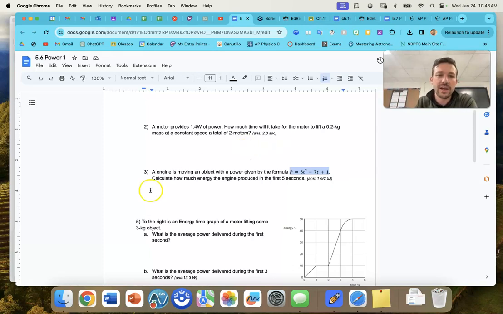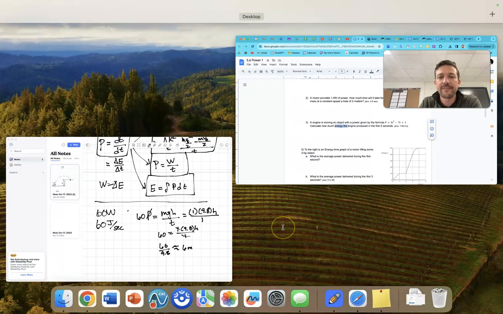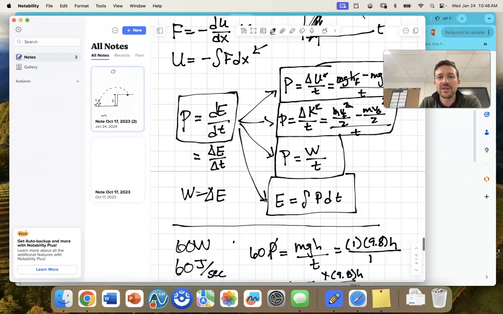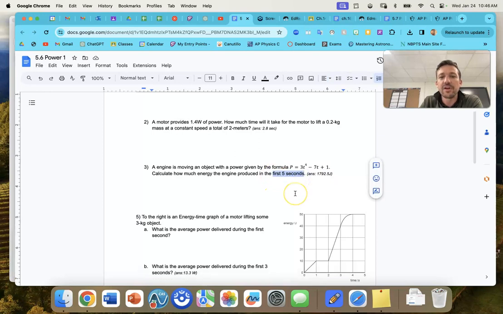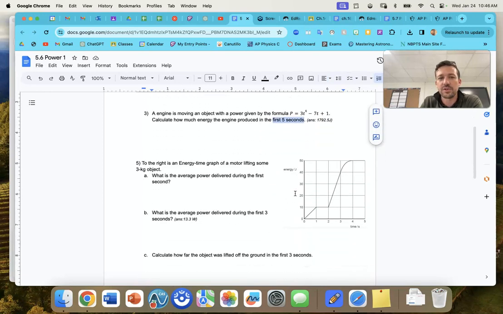Okay, so let's see what we got here. An engine is moving an object with a power given by this. Calculate how much energy the engine produced in the first 5 seconds. I want energy, right? So if I want energy, well, this isn't going to help me because I want to calculate E. So I need to solve for E, which means I need to do the integral of power with respect to time. So the integral of this in the first 5 seconds, so the integral from 0 to 5, would calculate how much energy is used.